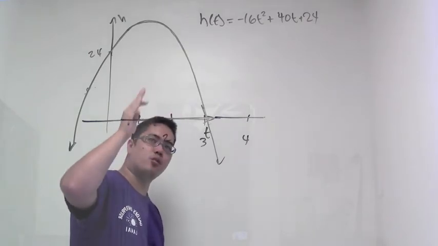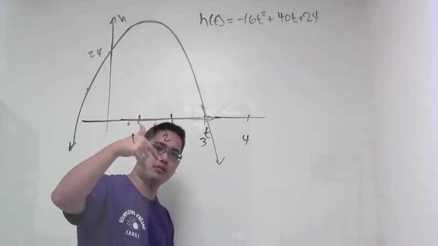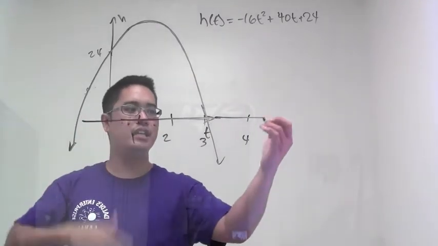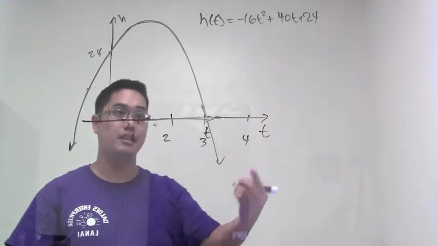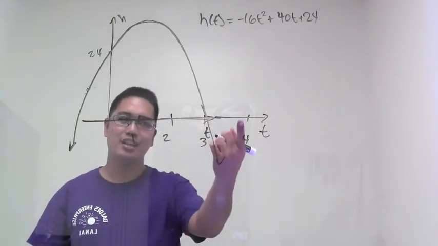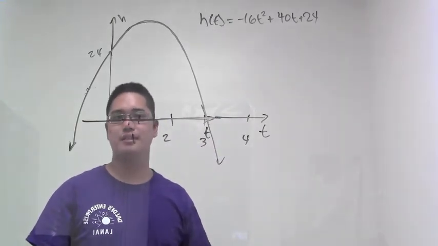So what I'm asking is, where's the domain? What is allowed to come in? What are you allowed to ask me? What t values are you allowed to ask me, and I can tell you what the height is? Well, I can't tell you what the height is at 4 seconds.